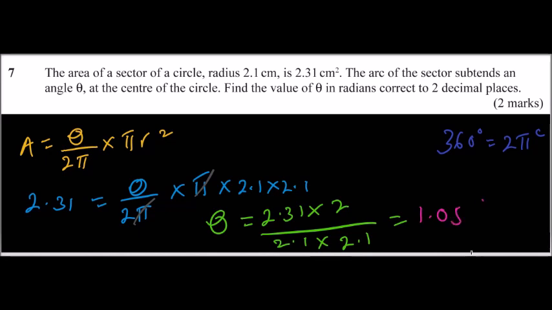1.05 radians. And the question is 2 marks. So where do you get the marks? Well, the first mark you get is here. There you get 1 mark for applying the correct method, and you get 1 mark for the answer, totaling to 2 marks. So that's how you work out that question.